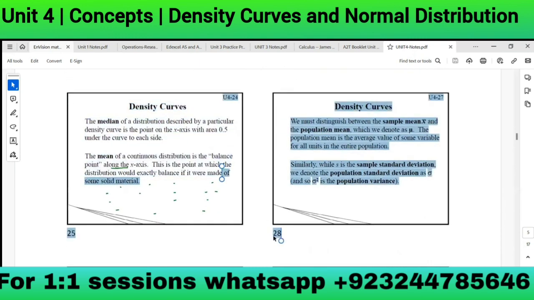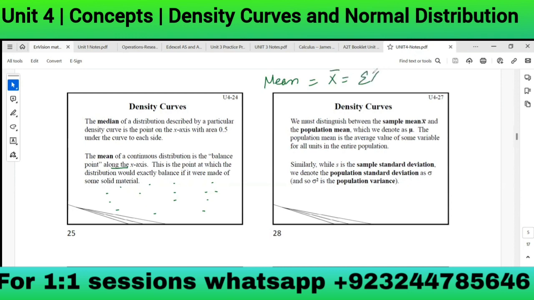We must distinguish between the sample mean x bar and the population mean, which we denote by mu. The population mean is the average value of some variable for all units in the entire population. Similarly, while s is the sample standard deviation, we denote the population standard deviation as sigma. So there is one thing that we have learned about the mean: x bar is equal to summation x over n.